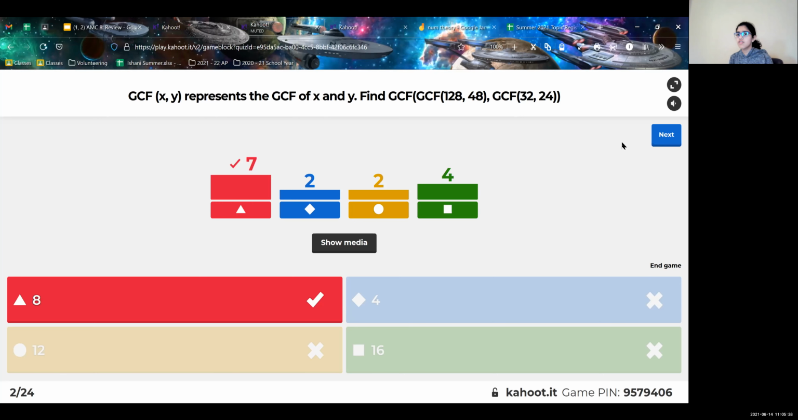So the GCF of 128 and 48. 128 would be 4 multiplied by 32, right? So it would be 2 to the power of 7. And then the greatest common factor of both of those would be 2 to the power of 4. And then the GCF of 32 and 24 would be 8, right? So then the greatest common factor of 8 and 2 to the power 4, or 16, would be 8. So, yeah, that's how you would solve that. Does anyone have any questions?